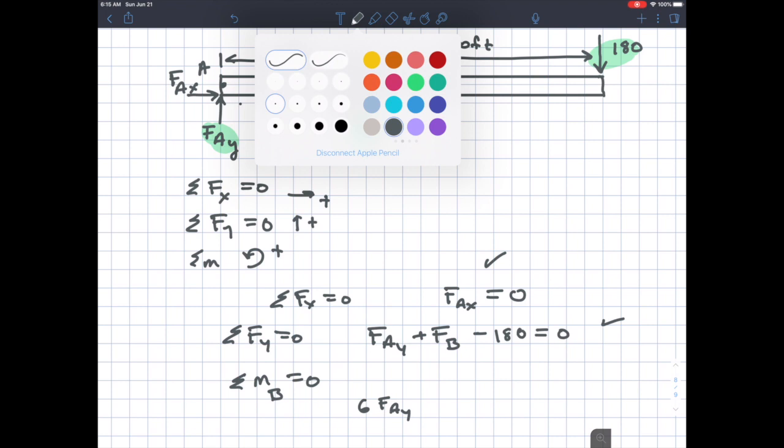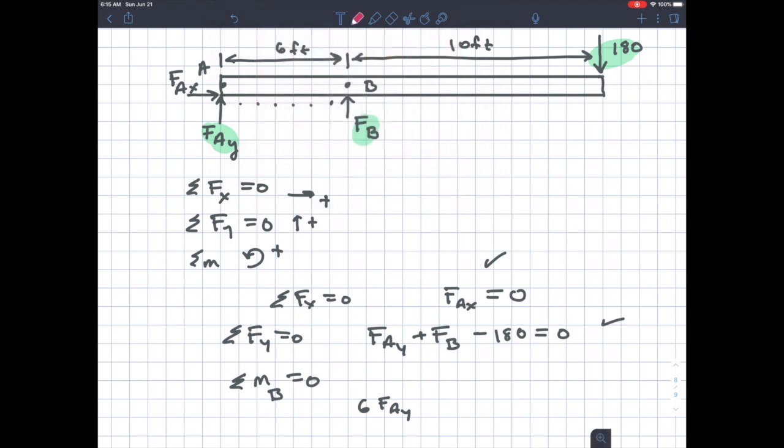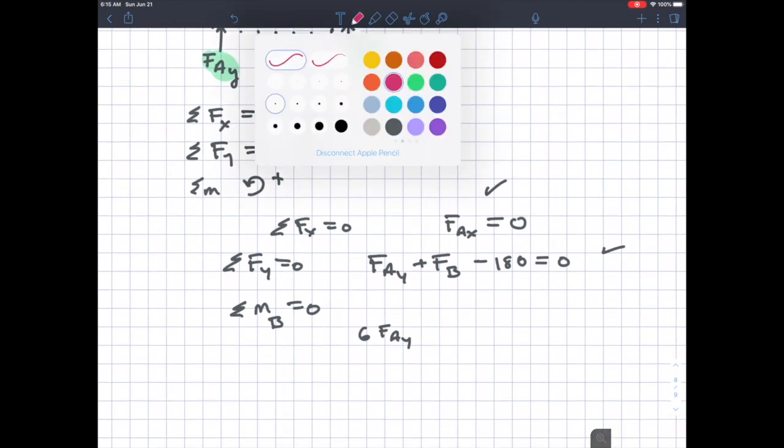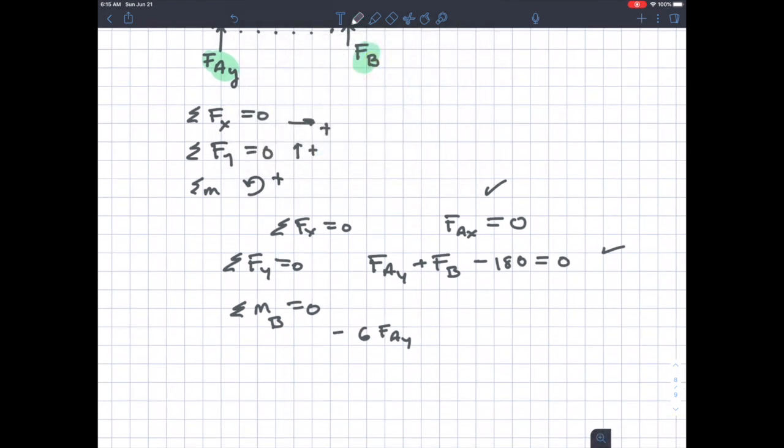I'll use a different color. Point B, here's the moment arm, okay? If I move FA in this direction, it's going to cause a rotation to be this way. Okay, so that's clockwise, so that would be a negative sign. So I'm going to undo those marks. So this needs a minus sign, because this rotation is clockwise.